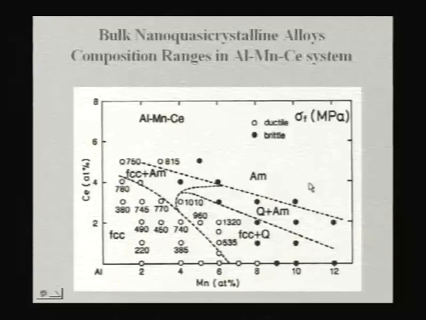the strength levels are also shown here. For example, you can have strengths of the order of around 1.3 gigapascals, 1300 megapascals, and you can also see here that some of the compositions are brittle, some are ductile. Particularly those compositions with a low amount of manganese and cerium are all ductile, and if you add more manganese and more cerium, they become very brittle. So one can control the ductile-brittle nature of these alloys also by choosing the proper composition.